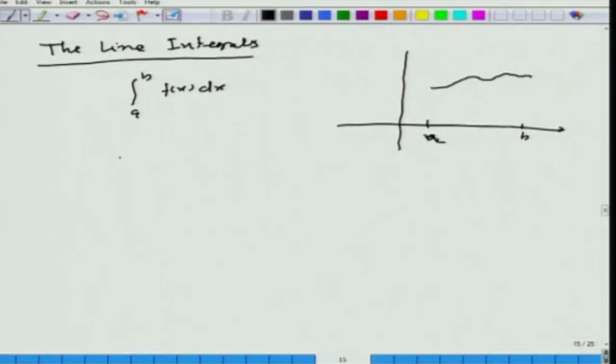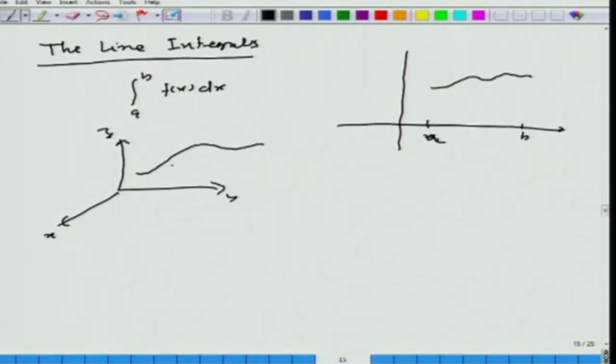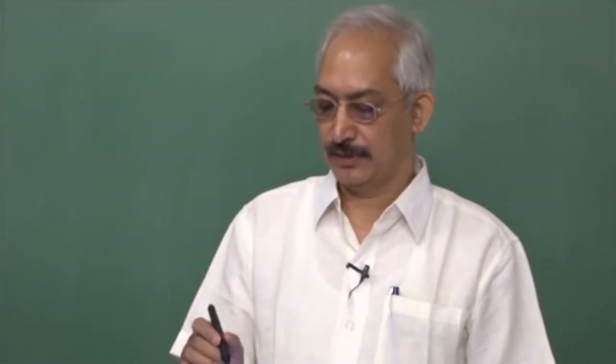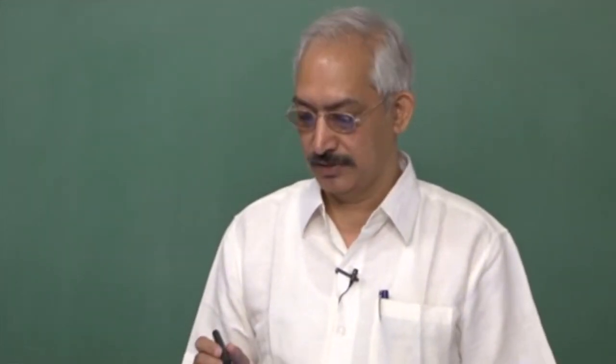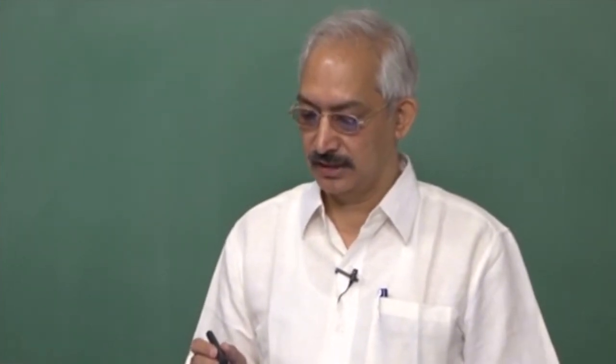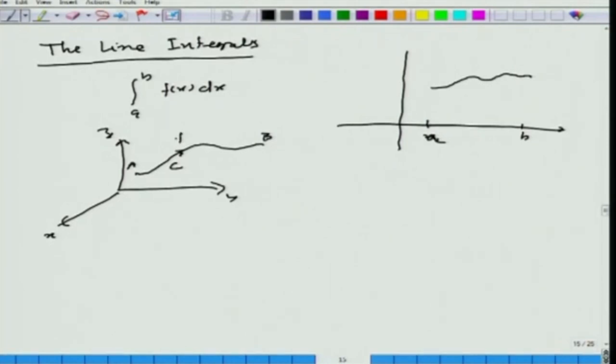So, the generalization of this is in three dimensions, let us say x, y and z, where instead of the interval a, b we have a certain curve C. We move from point A to point B, so this defines the direction of movement on the curve C. If we move from B to A, then that is the negative of the movement in the forward direction A to B. So, this clearly fixes the direction on the curve C, and there is a function f(x, y, z) defined from any point x, y, z, which gives a value in R.